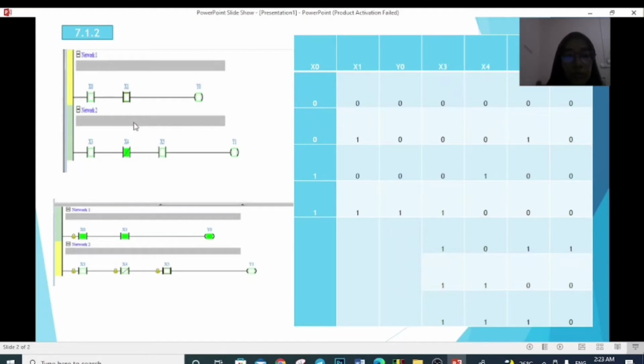Okay, for the input X3, X4, X5, 0 0 0 we get the output 0, 0 0 1 we get the output 0, 1 0 1 we get the output 0, 1 0 0 we get the output 0, 1 0 1 we get the output 1, 1 1 0 we get the output 0, 1 1 1 we get the output 0.